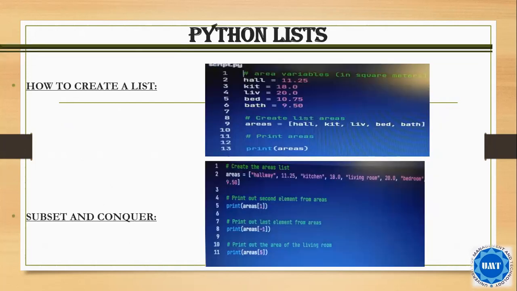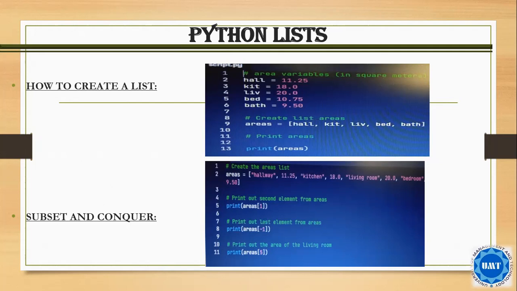Next, how to create a list. Area variable in square meters. We can use the whole house like hall, bed, bath in square meters. Create list area and then print out the area.